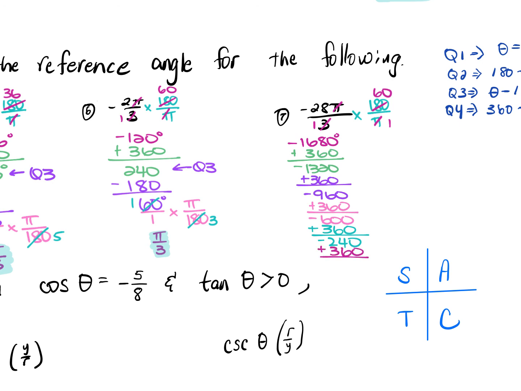You're left with 120. That 120 degrees is in quadrant 2. So take that 180, subtract 120 from it. You're left with 60 degrees. Turn the 60 degrees into a radian. Lucky for you, you did that in number 6 already. So it's just pi over 3.